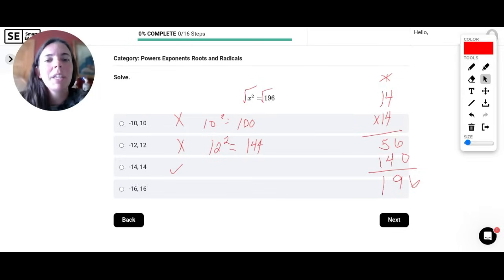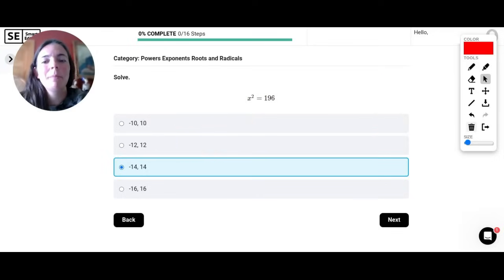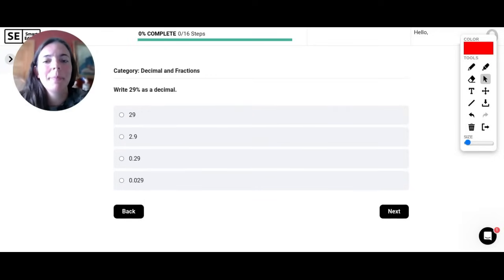And again, when we have a radical, we're taking the square root. It is the positive and the negative of the number. So negative 14 and positive 14.